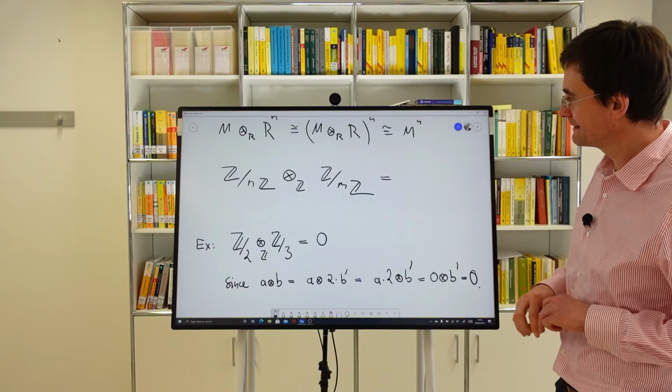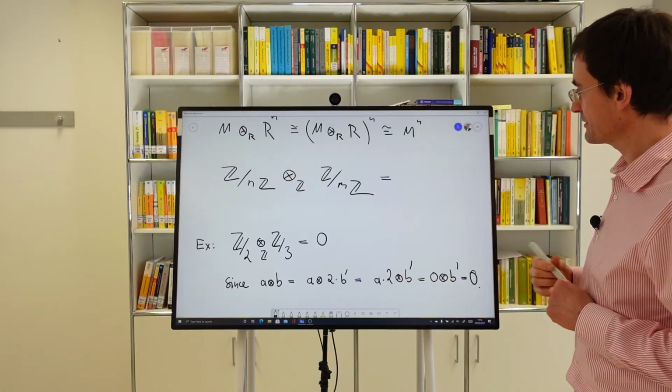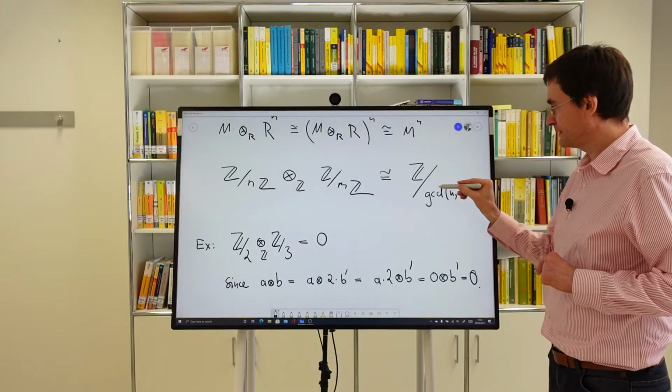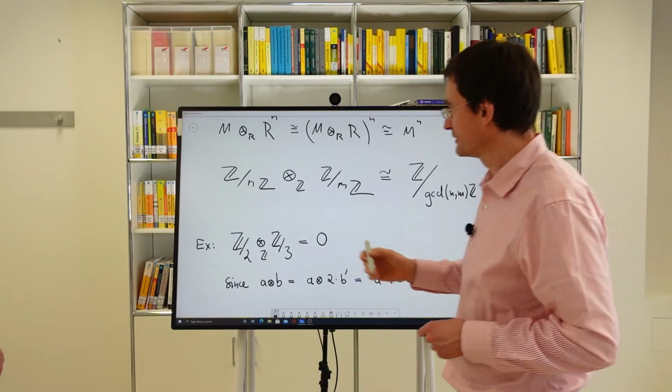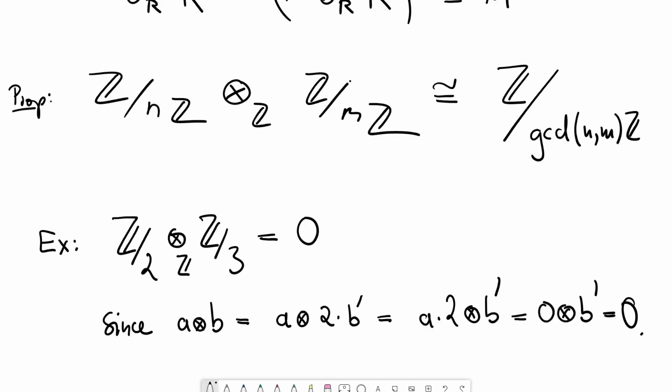All right. What is the answer here? Well, the answer in general is that this is Z mod the greatest common divisor, GCD, of n and m. And in that case, it was just 1, so we have Z mod Z, which is just a 0 module. Maybe let's call this a proposition, or I don't know, a computation.